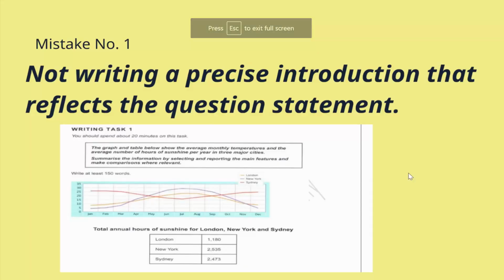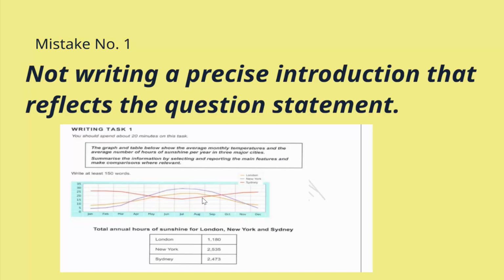Common mistake number 1 is not writing a precise introduction that reflects the question statement. Where's the question statement? The question statement is this part. The graph and table below show blah blah blah. This is the question statement. You need to write an introduction which may be like 1 or 2 sentences which reflects this question statement. You need to write no more or less details. You need to be precise.